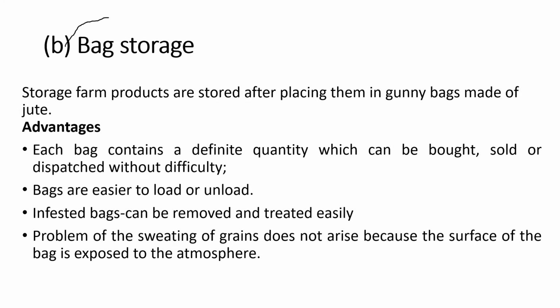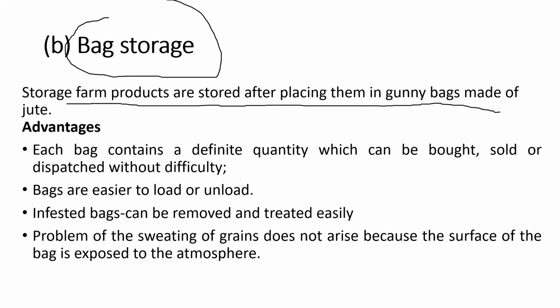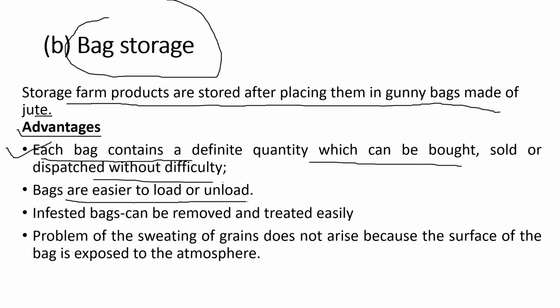Talking about the bag storage system, farm products are stored after placing them in gunny bags made of jute. Talking about some of the advantages, this method could be incorporated because each bag contains a definite quantity which can be bought, sold and dispatched without difficulty. Also, bags are easy to load or unload, and infested bags can be removed and treated easily. Also, the problem of sweating of grains does not arise because of the surface of the bags exposed to the atmosphere.